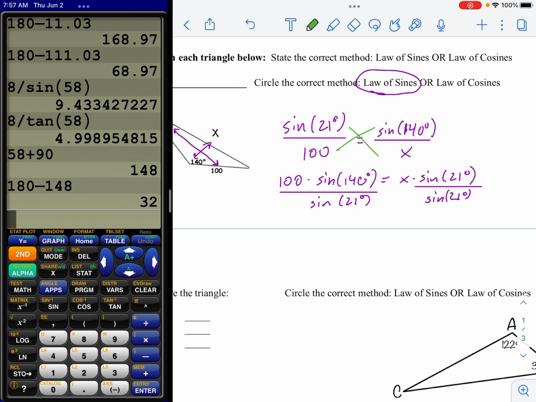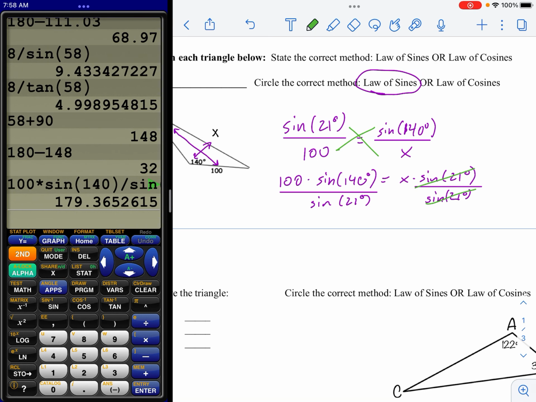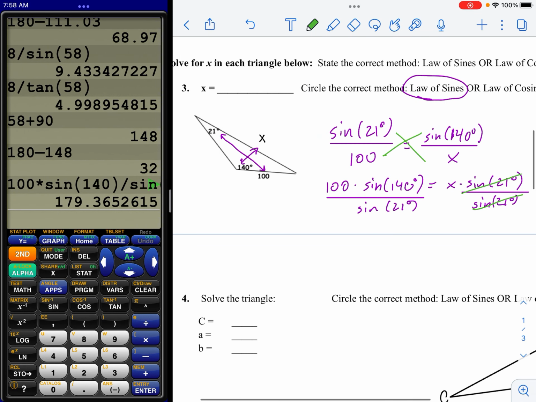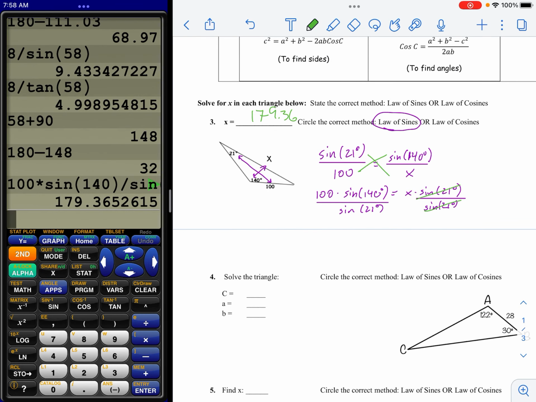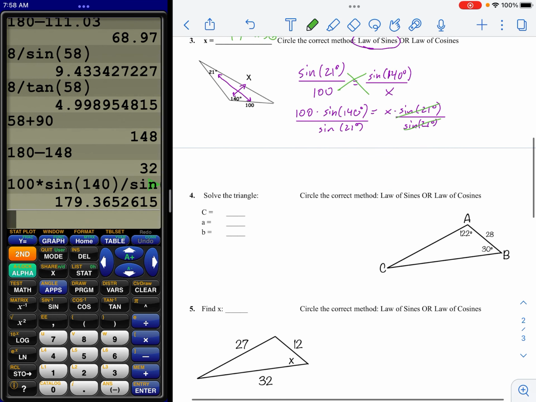And your sine of 21s will cancel. Then you just got to type that whole thing in. Just be careful with your parentheses, okay? I got 179 is for my x, 0.36. All right. Next, which rule are we going to use here?